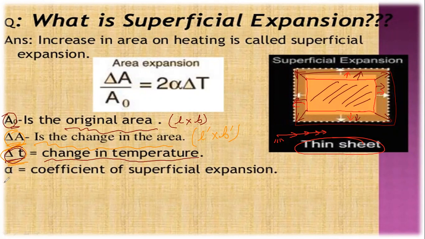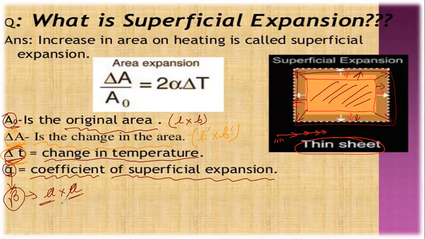And then we will have over here, so again I'm using the alpha over here, but you can represent it by beta also. So this would be said to be the coefficient of the superficial expansion. This beta is actually the product of two alphas. So two alpha is representing what? That represents the linear expansion.